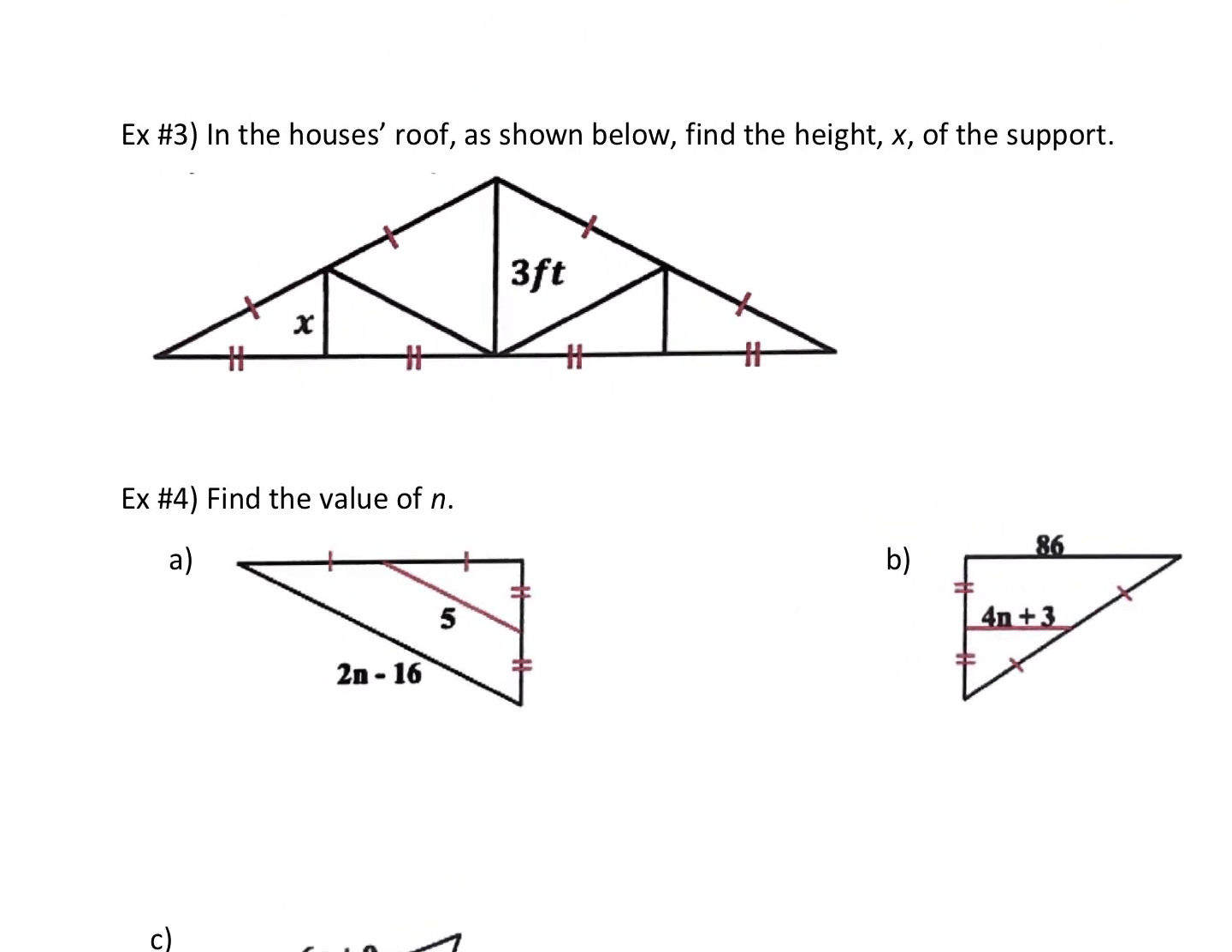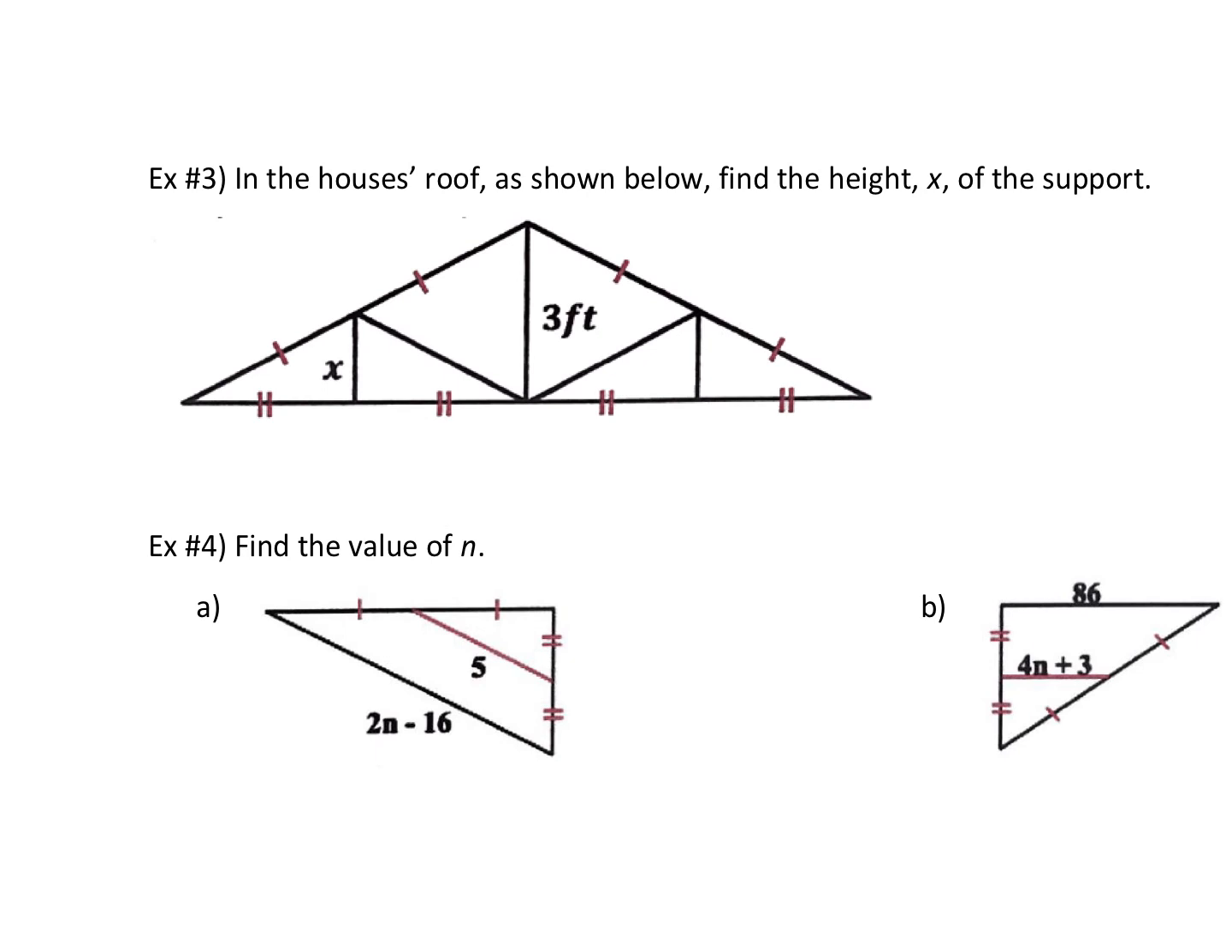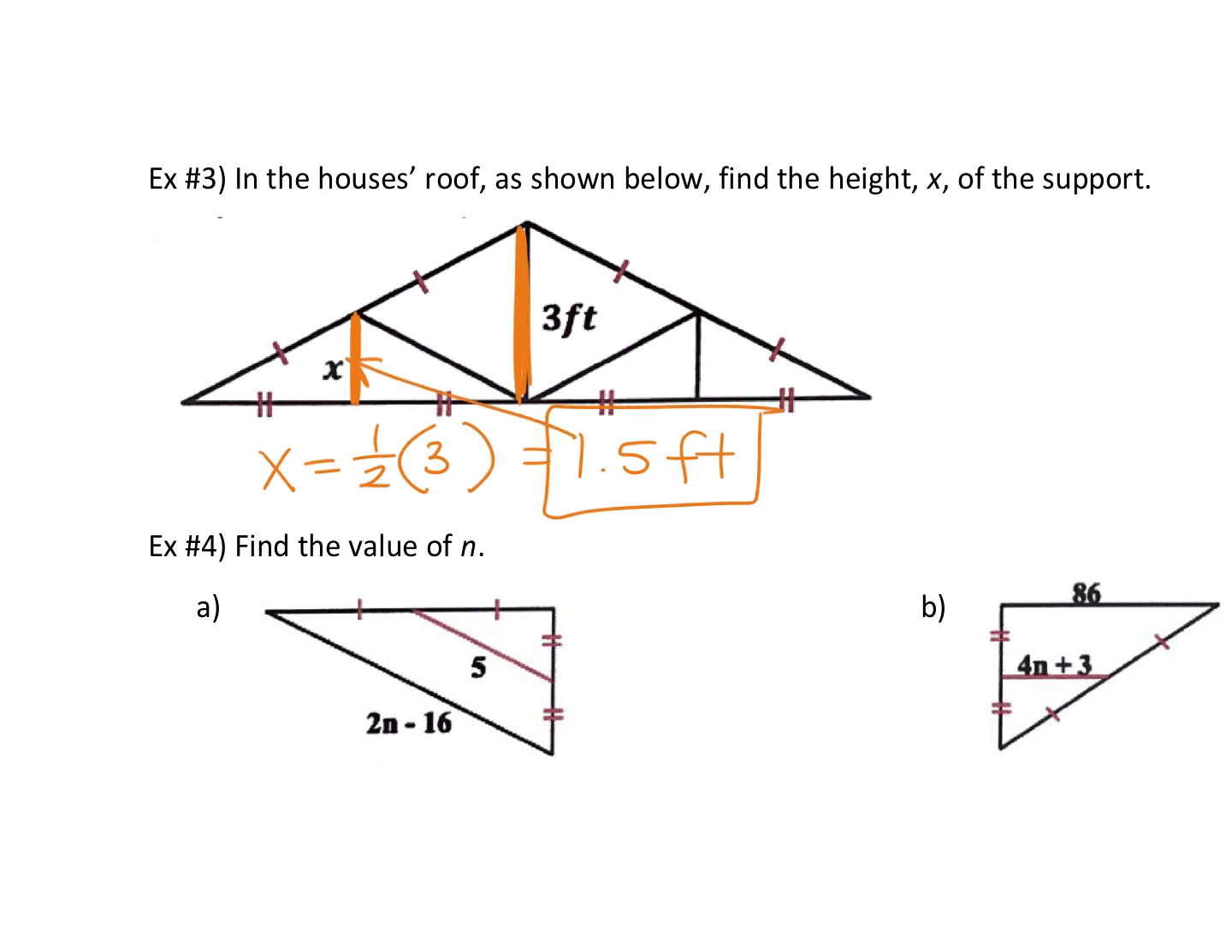Look at this one. We want to find x. What does x relate to in this picture? 3 feet. The 3. So it's 1.5. So it's half of that 3, right? The 3 is the longer one, so x is the shorter, which means we want to cut it in half. So x is going to be half of 3, which is 1.5 feet. Okay, so this segment would be 1.5 feet.